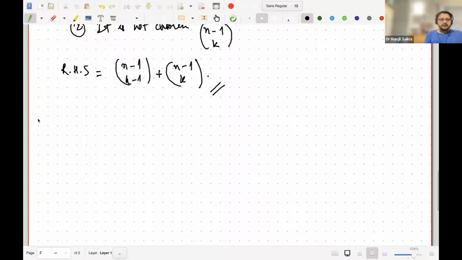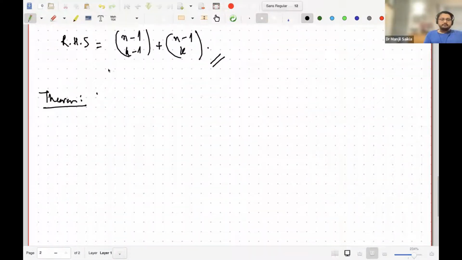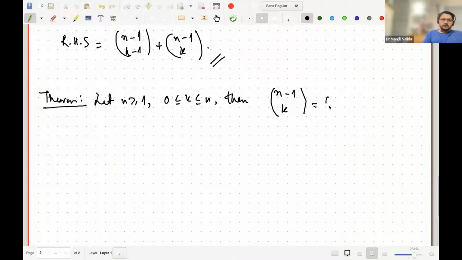Now let's go to a different result. So this is another theorem. Again, let n be greater than or equal to 1 and 0 less than k less than n. Then we have the following. So n-1 choose k is equal to (n minus k) over n times n choose k.